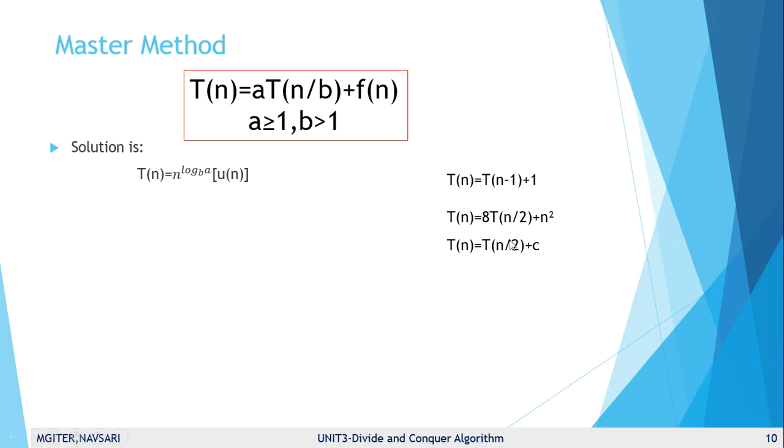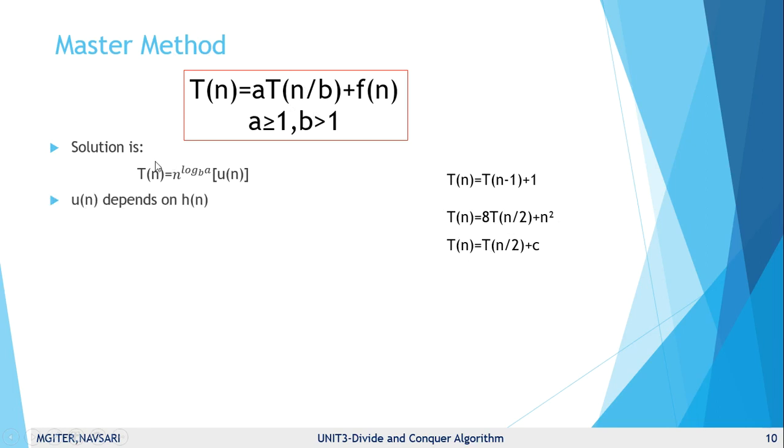And the second type of problem, like T(n) = a T(n/b) + f(n), here the value of a is equal to 1, which is greater than or equal to 1, and b is equal to 2, which is greater than 1. When this type of problem is given, then we apply the master method for solving the given recurrence.